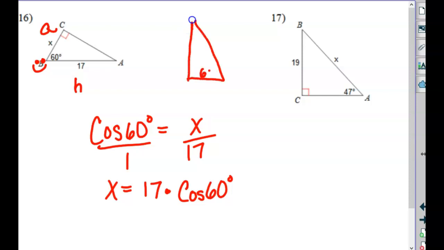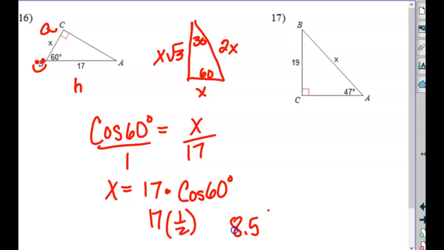We're going to do this eventually, but in a 30, 60, 90 triangle, the hypotenuse is twice as long as the short leg, and this one is x square root of 3. So cosine of 60 would be adjacent over hypotenuse, x over 2x, or 1/2. So this is 17 times 1/2, or 8.5. Did someone get that? Okay. We're going to memorize the 30, 60, 90 patterns eventually.